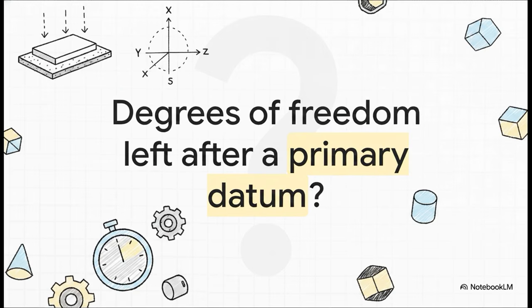So let's test your intuition on how this physical constraint actually works in practice. Quick quiz. Imagine you take a part and you just simply rest its bottom face onto a flat granite surface plate. So you've applied a primary planar datum. How many degrees of freedom do you think remain? Like, how many ways can that part still move? Think about it for a second before we start our countdown.